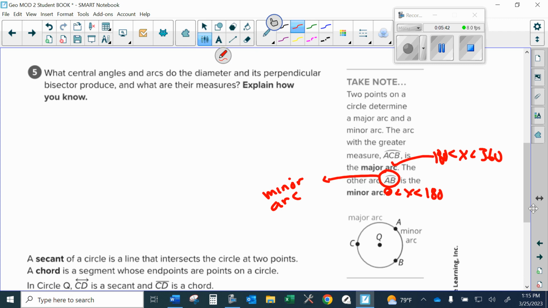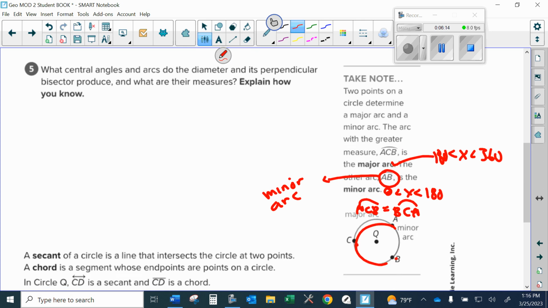So a major arc here could be A, C, B, which is the same thing as saying arc BCA. Remember, that's an arc symbol, not a segment. Segments only have two letters. So you can call it arc ACB or BCA. It tells the order it goes in. It starts at A, goes through C, ends at B, or starts at B, goes through C, and ends at A. Those are greater than 180.